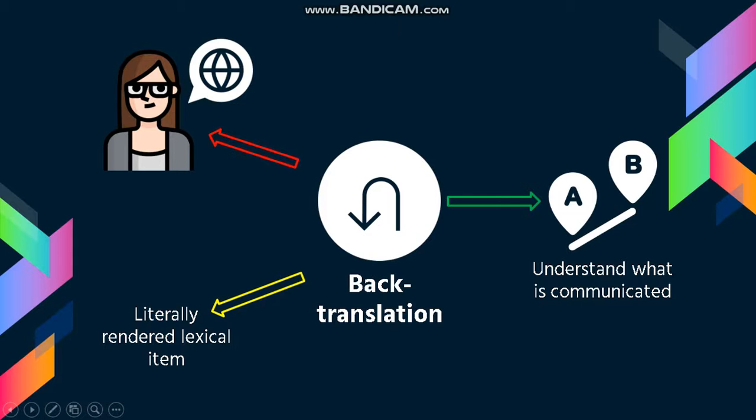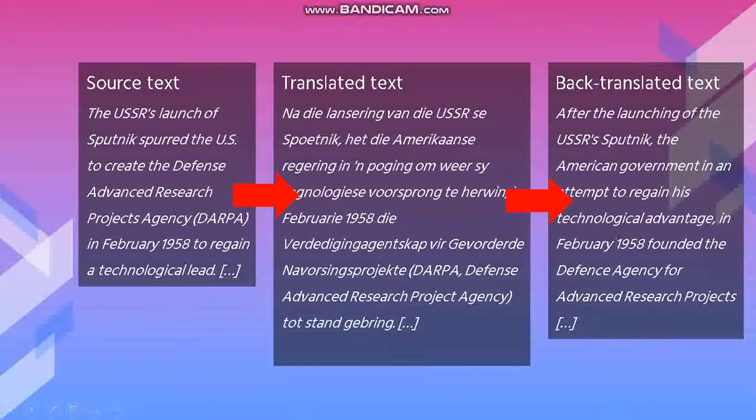This type of method requires the back translator to be truly bilingual, and the back translation should have each lexical item rendered literally. It doesn't need to be as idiomatic as the translation. It focuses on meaning equivalence rather than naturalness. As you can see on the next slide, this is an example of a back translation from English to Afrikaans, back to English. The back-translated text is different from the source text, but it helps the consultant to understand what is written in the translated text.